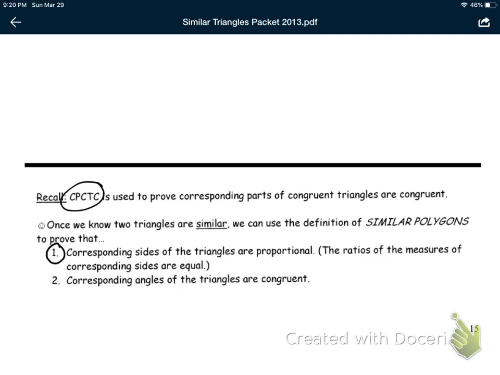All right, and CPCTC's cousin is something we call CSSTP, which stands for corresponding sides of similar triangles are proportional.